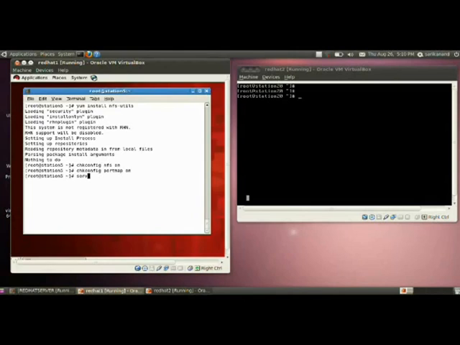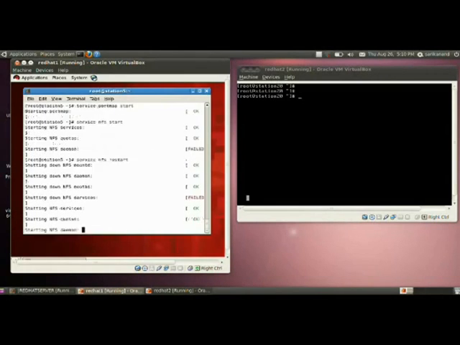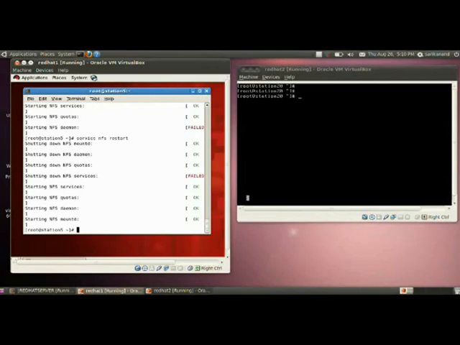Then start the services. service portmap start, service nfs start. Try restart also. If it is showing fail, you can try restart also. Okay. So next, you have to specify which directory you are going to share.